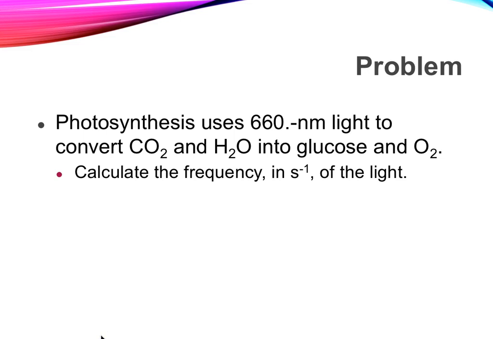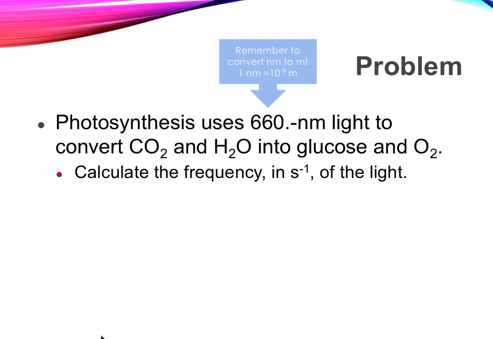All right, so here's a nice problem. Photosynthesis uses light with a wavelength of 660 nanometers to convert carbon dioxide and water into glucose and oxygen. So the first thing we're asked to do is calculate the frequency of the light in inverse seconds or hertz. All right, so things to keep in mind.